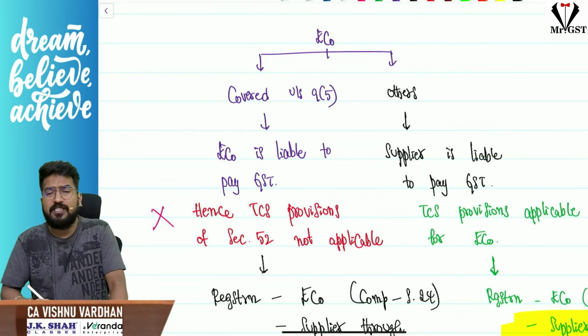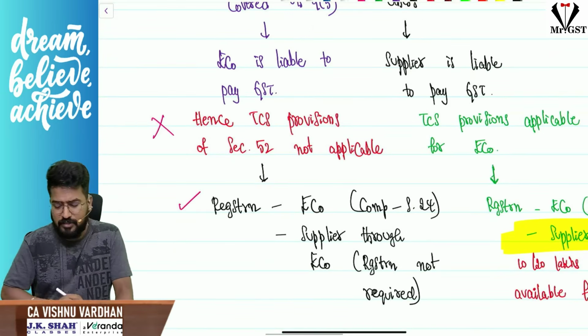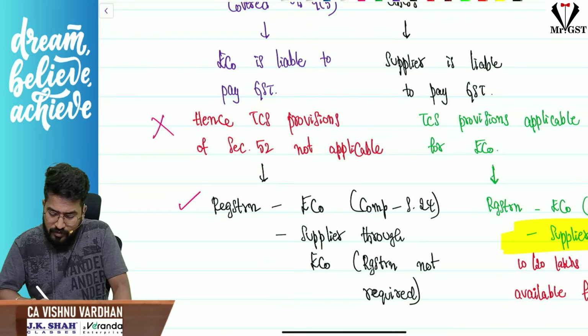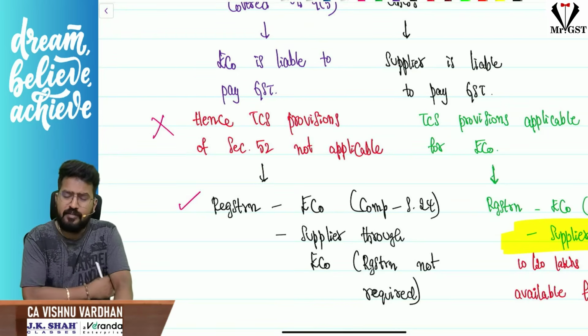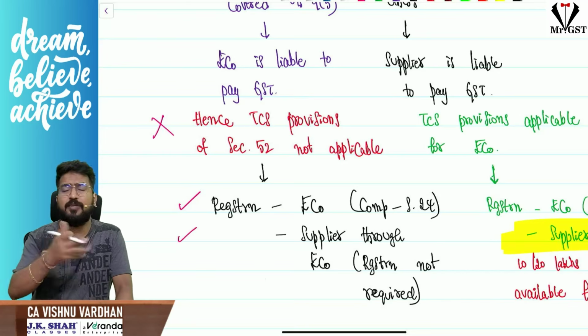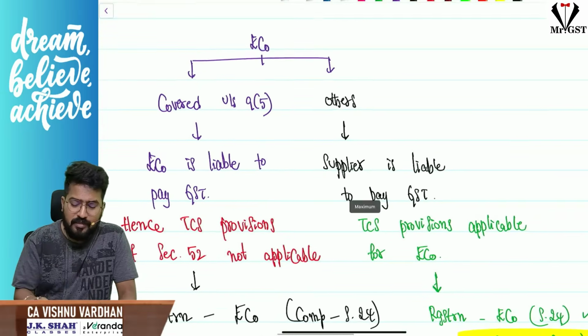So who is liable to pay GST here? The e-commerce operator. So who will take registration? The e-commerce operator will take registration. So registration will be taken by the e-commerce operator. So the supplier through the e-commerce operator need not take registration, because the e-commerce operator is liable to pay GST. Why should I take registration? No, sir. Other e-commerce operators, sir.